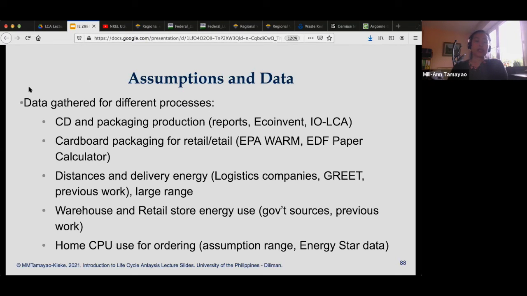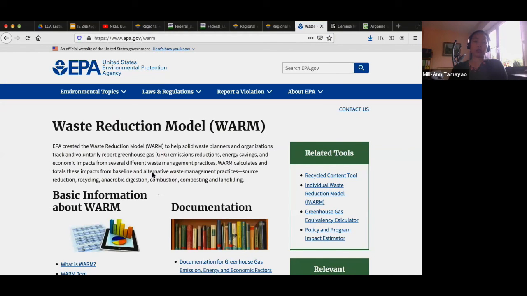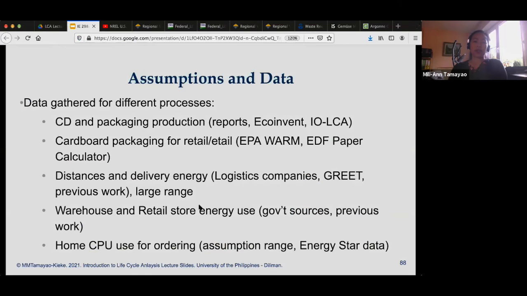Some assumptions and data that were used in the study. For CD and packaging production, data were obtained from reports, from EcoInvent, and from LCA. We will discuss this briefly later on. For cardboard packaging for retail or e-tail, this was obtained from EPA WARM. This is actually another good tool for studies relating to solid waste. And then you have the EDF paper calculator. This is another good tool again. So you might want to explore these things.